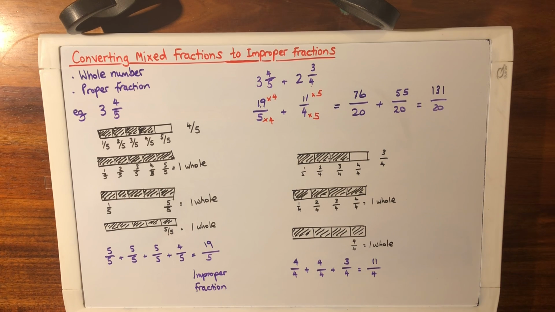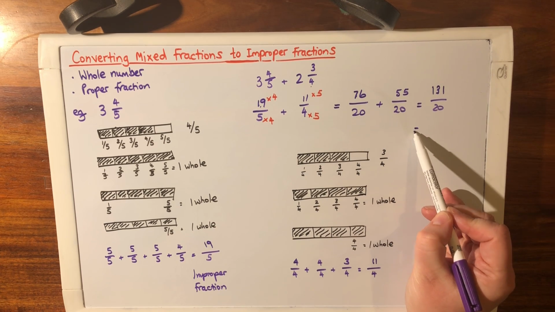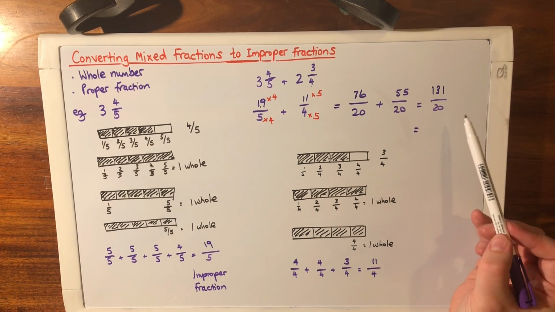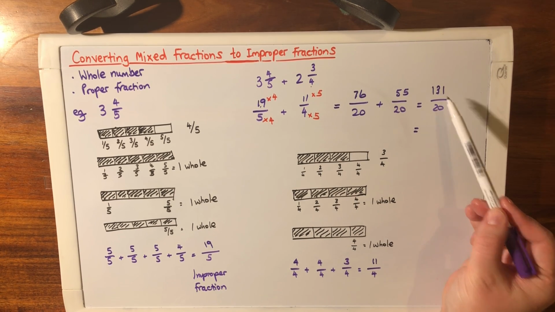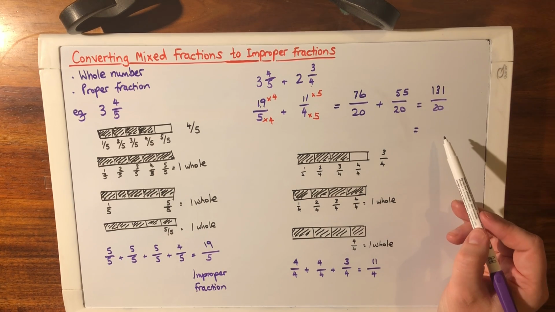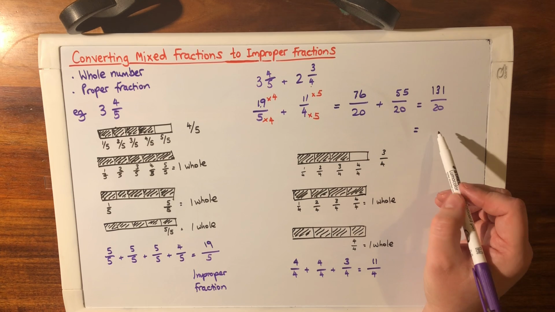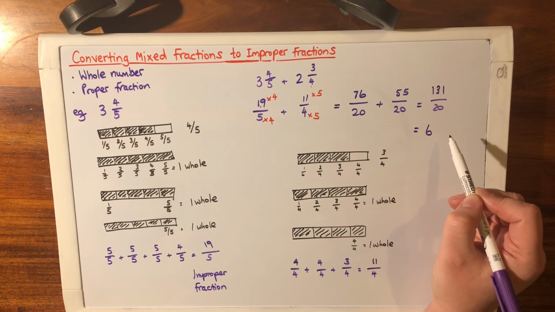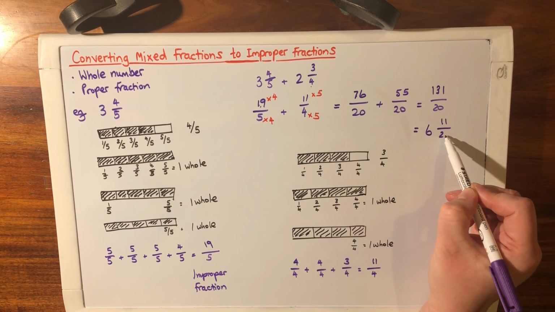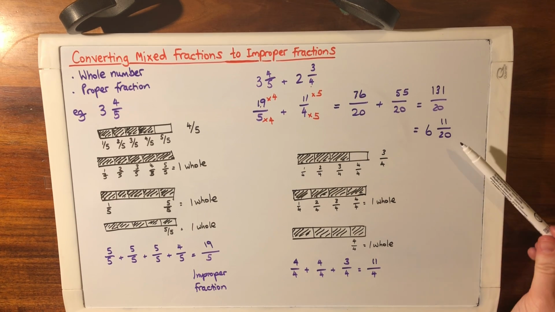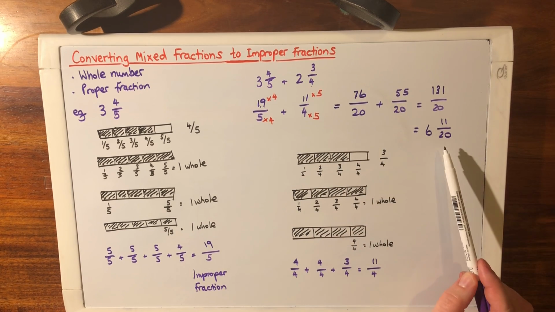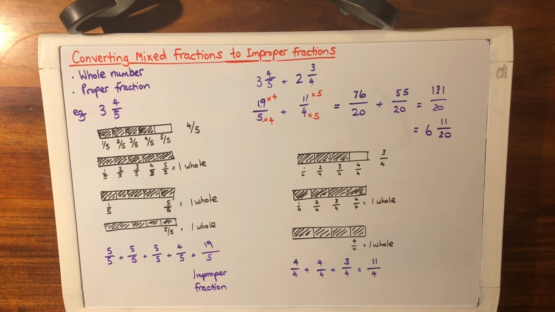Okay, that's converting mixed fractions to improper fractions. The last step there would be to convert it back to a mixed fraction, to work out how many times does the 20 go into 131. Well, I know that 20 plus 20 plus 20 plus 20 all the way through. How many 20s go into 131? That would be 6 with 11 remainder. So we can convert it back into a mixed fraction once we've done our addition sum. And that's how we convert mixed fractions to improper fractions.